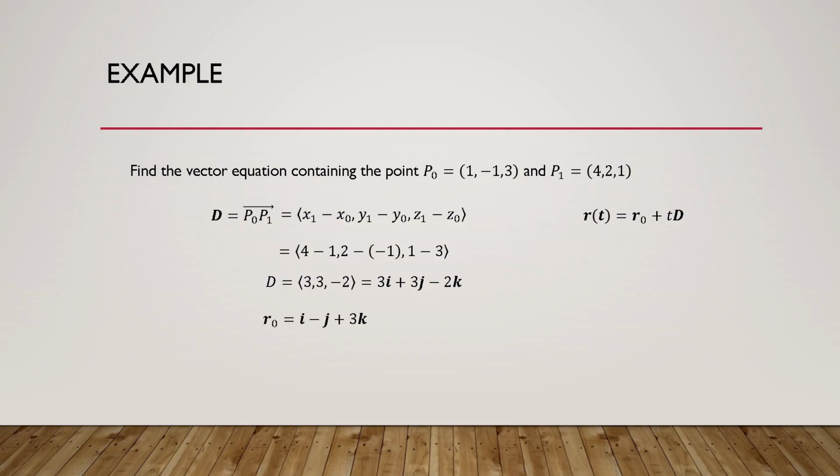This r sub 0 is i minus j plus 3k. Therefore, r of t equals i minus j plus 3k plus t times the quantity of 3i plus 3j minus 2k. Combining terms leads to the final vector: 1 plus 3t times i, minus 1 minus 3t times j, plus 3 minus 2t times k.